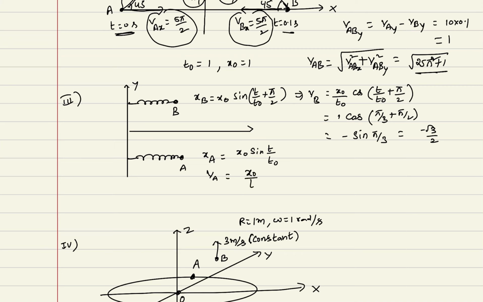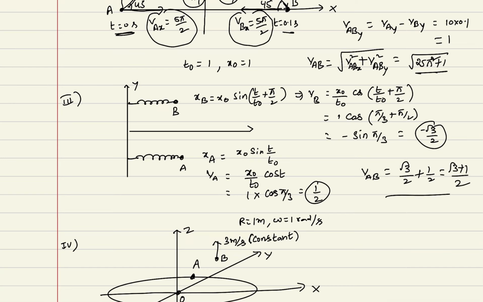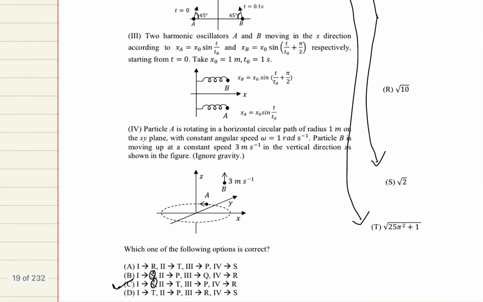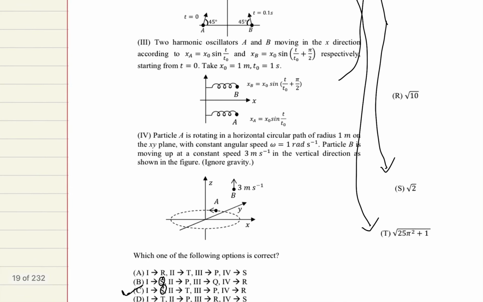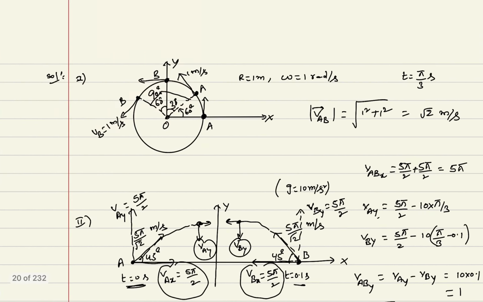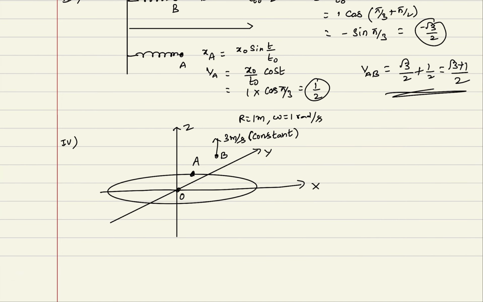Okay, now here also you calculate. Velocity of A is x naught by t naught into cos t. At t equal to pi by 3, the value is 1 into cos pi by 3, and cos pi by 3 is 1 by 2. Now you can see both are moving in opposite directions. So the velocity of A with respect to B is root 3 by 2 plus 1 by 2, which is root 3 plus 1 divided by 2. So you can see the third one is matching with P. Anyway, we got the answer. After solving 2 only, you can identify that.